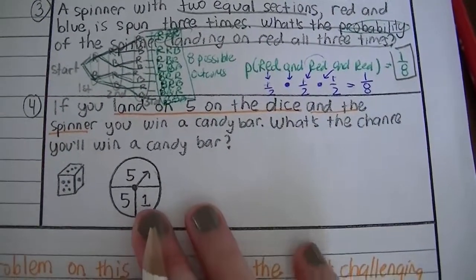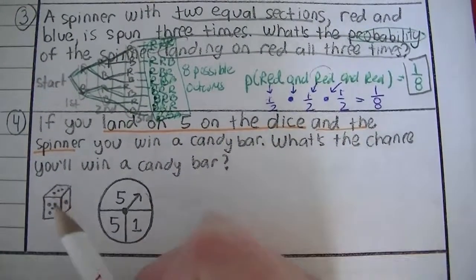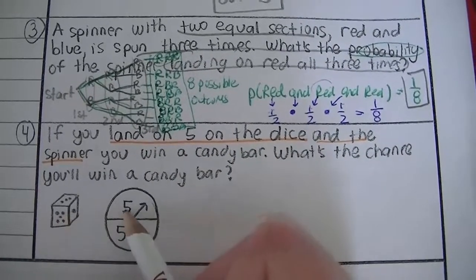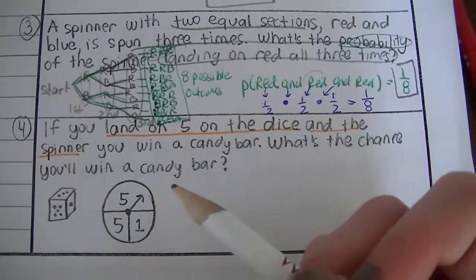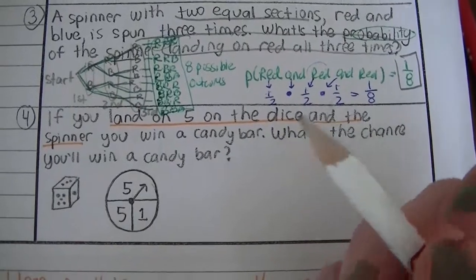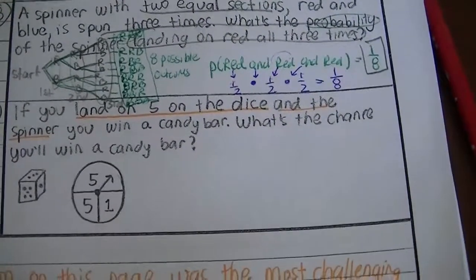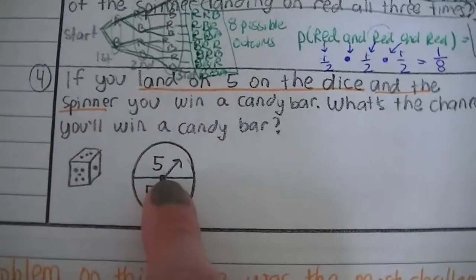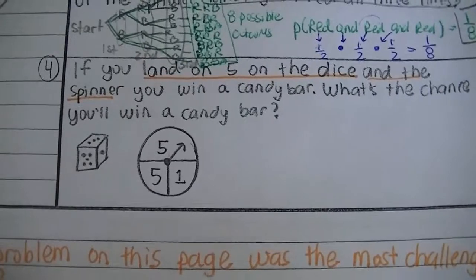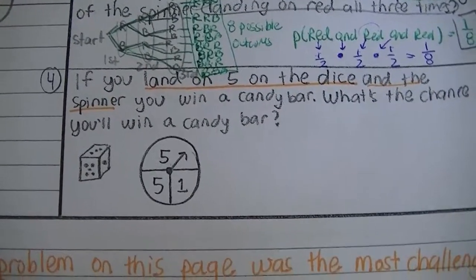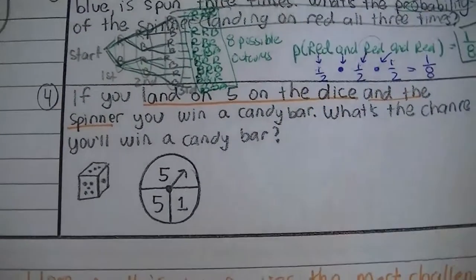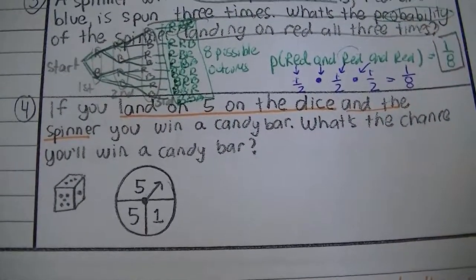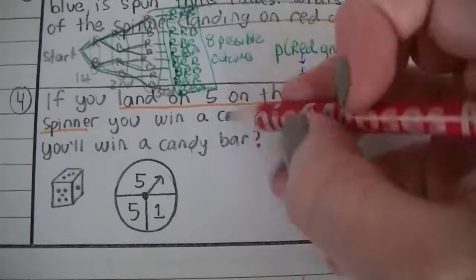Number 4. If you land on 5 on the dice and the spinner, you win a candy bar. So you want 5 here and 5 here. What's the chance you'll win a candy bar? So again, there's 2 ways to do this. You want a 5 and a 5. One way you can do it is by doing a counting tree, also known as a tree diagram if you want. Or if you can quickly identify that this is an "and" problem, because you want 5 and a 5, you can do it the fast way, like this.